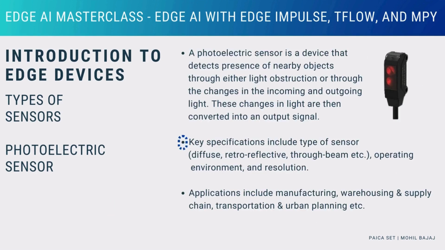Let's now look at the key specifications. The first one is the detection type, where depending upon the application, you may choose between through-beam, diffuse, or retroreflective sensors. The next parameter is the sensor range, which, due to the way they work, is usually longer for the through-beam sensor and shorter for the diffuse sensor.